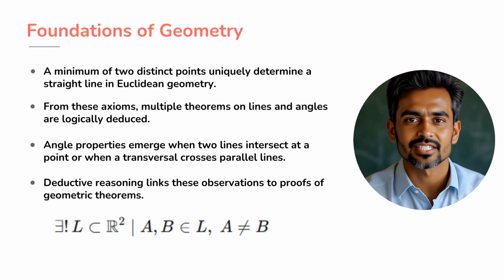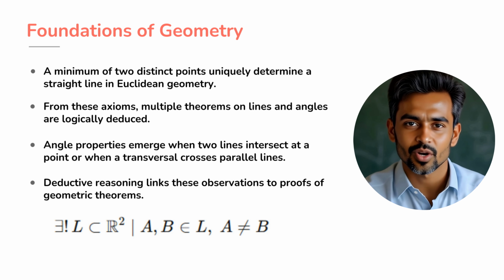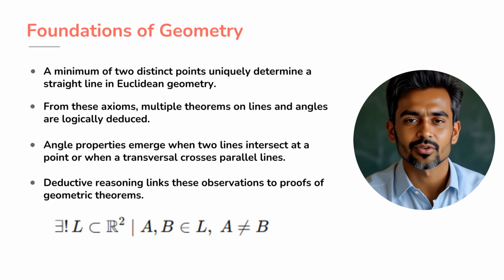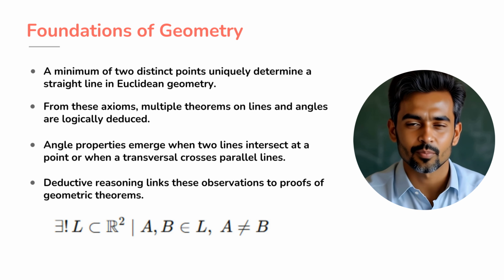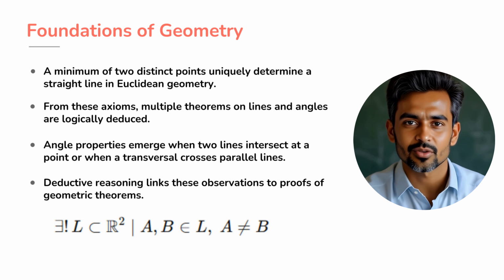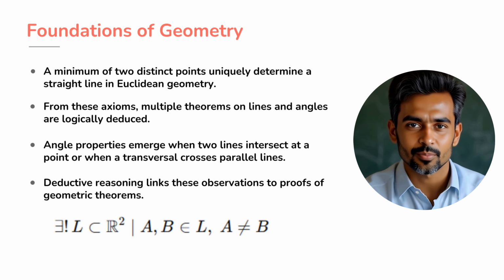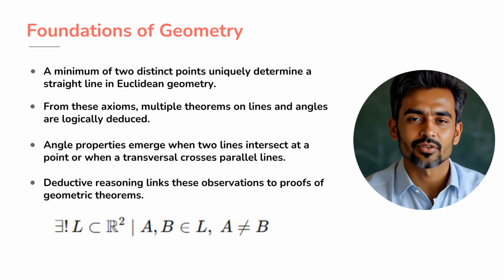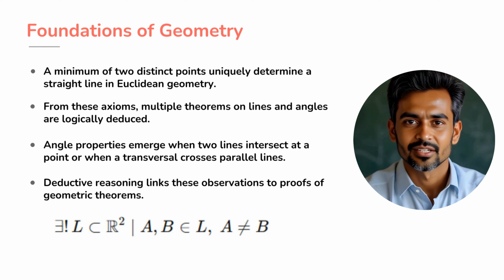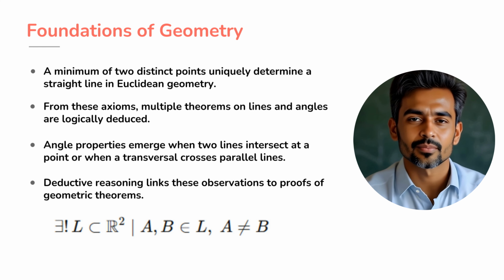Now, when two lines intersect at a point, or when one line, which we call a transversal, cuts across two or more parallel lines, beautiful angle relations are formed. And through deductive reasoning, we prove statements based on these observations. This is the very foundation of the chapter.